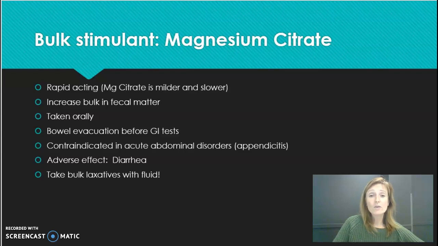And so what we're doing is speeding up the evacuation of the bowel. So what do you think the adverse effect would be? Too much action, going through too fast. The bowel's going through too fast. So diarrhea, exactly.